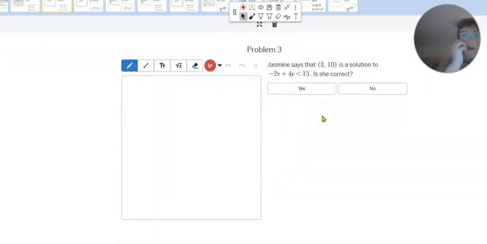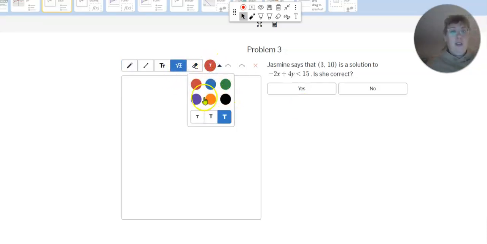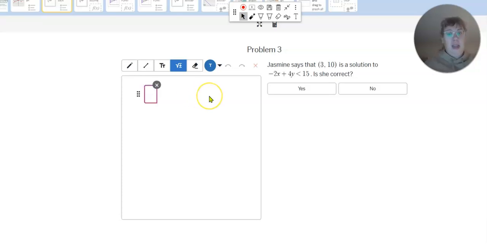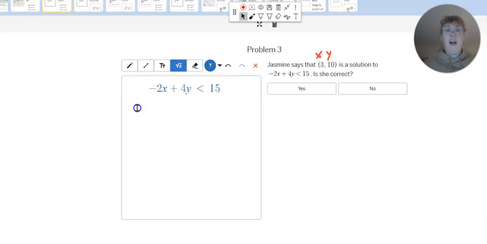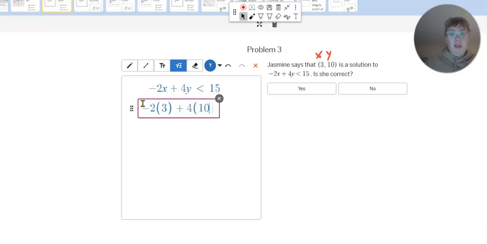Jasmine says that 3, 10 is a solution. Is she correct? So let's take a look. We have negative 2x plus 4y is less than 15. And we're dealing with this point where x is 3 and y is 10. Alphabetical order, x, y, x always comes first. So we have negative 2 times 3 plus 4 times 10 is less than 15.